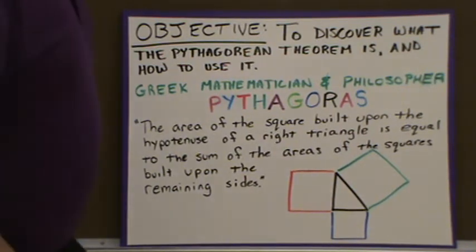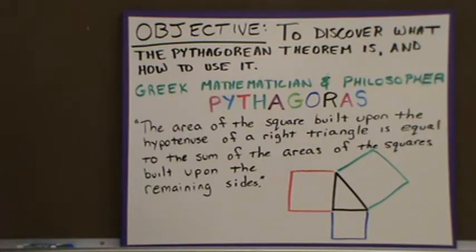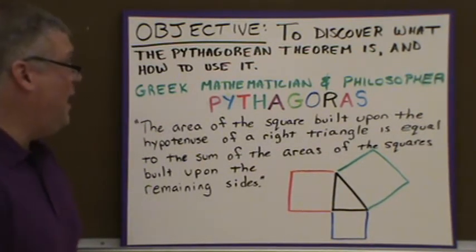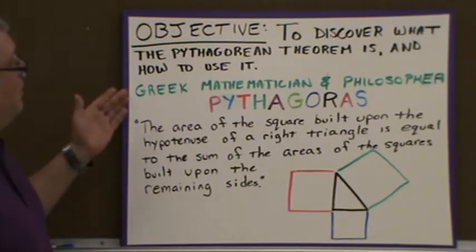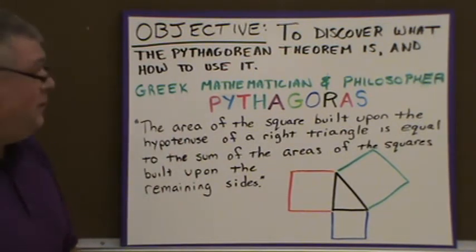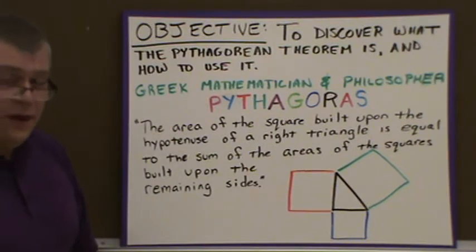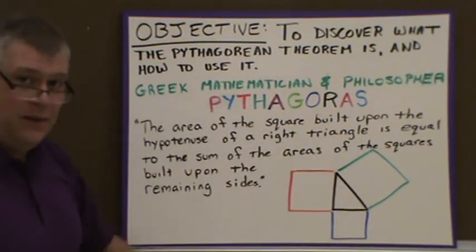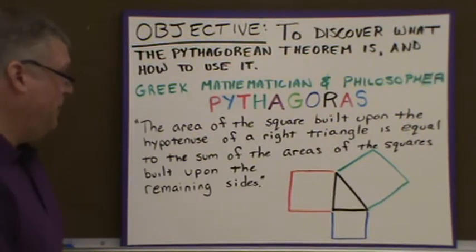Hello. The objective of this film is to discover what the Pythagorean theorem is and how to use it. The Pythagorean theorem was invented by the Greek mathematician and philosopher Pythagoras. That's why it's also known as the Pythagorean Theorem, and if you do searches on the internet, sometimes you might find better luck with stuff saying Pythagoras theorem rather than Pythagorean theorem.